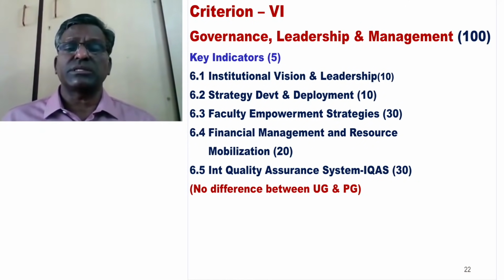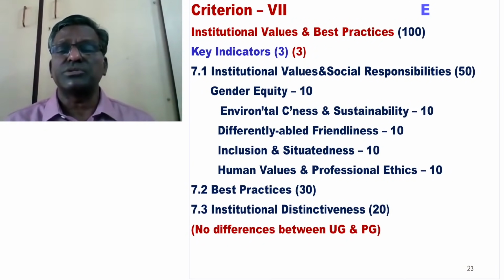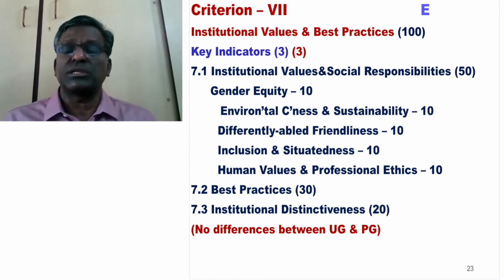We come to the last criterion, and this marks the end of the second unit. The last criterion talks of institutional values and best practices, and the weightage is 100. It is 100 for all the 4 categories: universities, autonomous colleges, affiliated colleges UG and affiliated colleges PG. And there are 3 key indicators. The first key indicator is 7.1, institutional values and social responsibility. There are 5 components under this key indicator: gender equity, environmental consciousness and sustainability, differently able friendliness, inclusion and situatedness, human values and professional ethics.